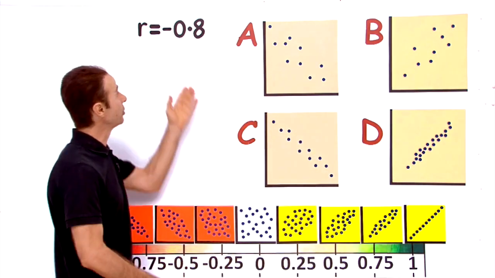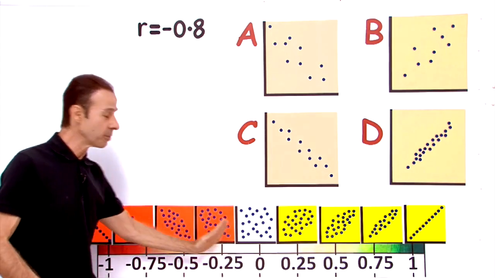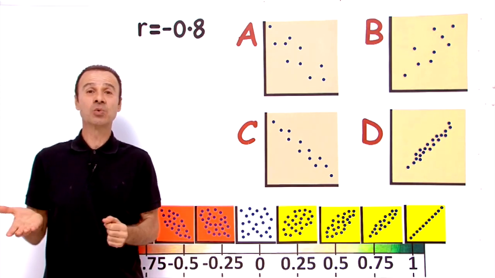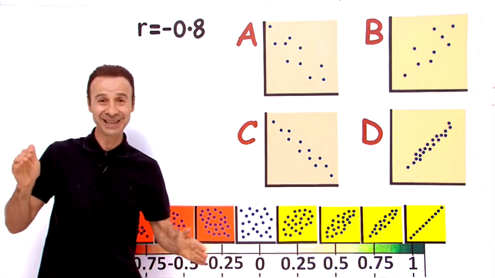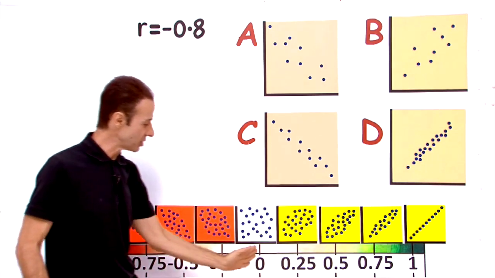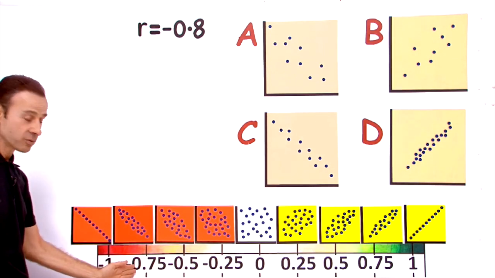So whereabouts are we going to find r equals negative 0.8? Well, it's a negative, so we know it's going to be on this side because it's going to have a negative gradient. In other words, as one variable increases, the other one decreases. So it's a negative gradient, so it's negative 0.8. So it's going to be down across here. Negative 0.8 is about there, right?